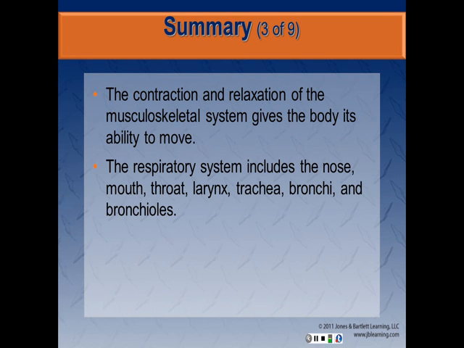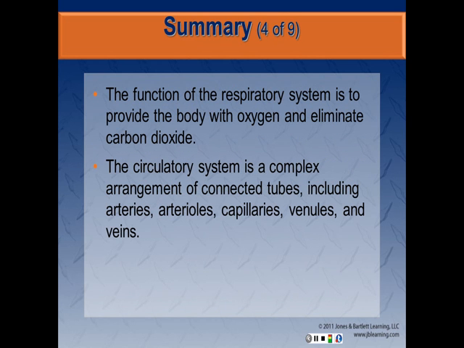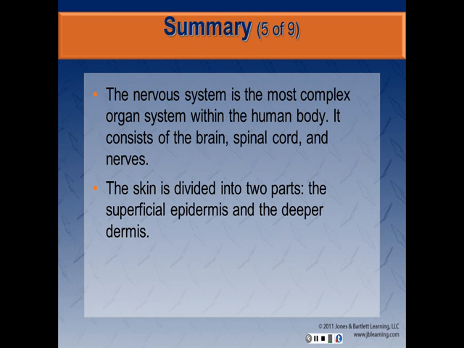The respiratory system consists of all the structures of the body that contribute to the process of breathing. It includes the nose, the mouth, the throat, the larynx, the trachea, the bronchi, and the bronchioles. The function of the respiratory system is to provide the body with oxygen and eliminate carbon dioxide. The circulatory system is a complex arrangement of connected tubes, including arteries, arterioles, capillaries, venules, and veins.